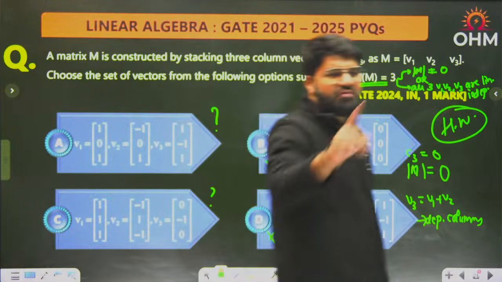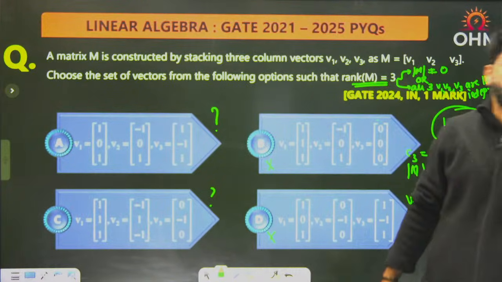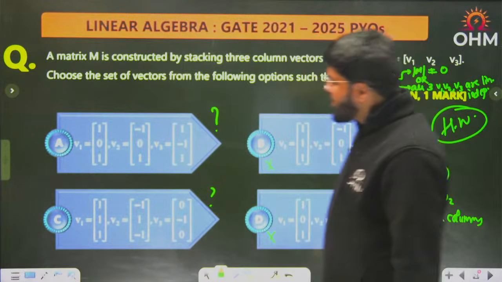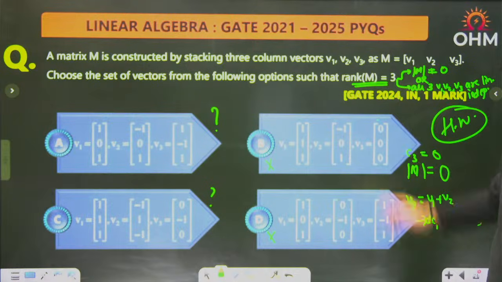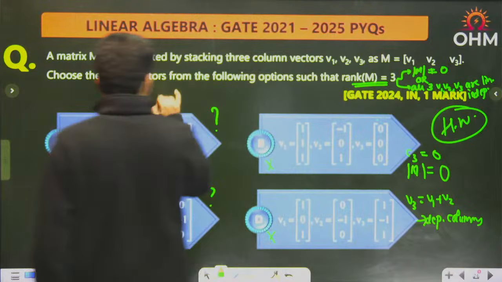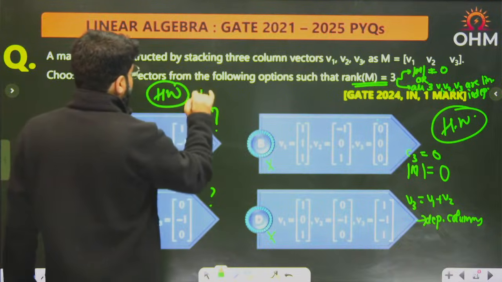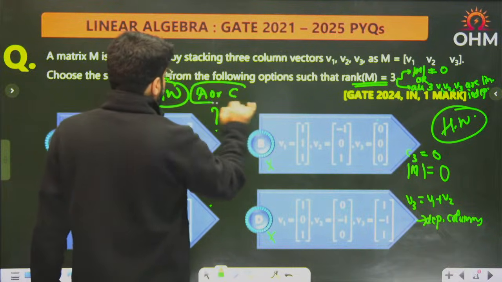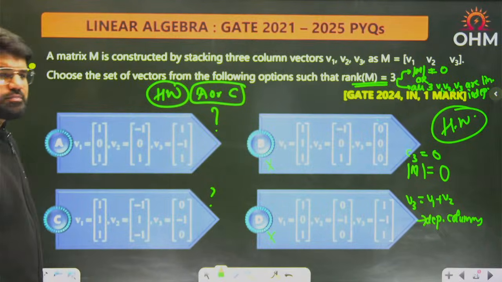You only have to confirm whether it is A or C. B or D cannot be the correct answer. So that is the homework. This part I'll keep as homework, whether it is A or C.